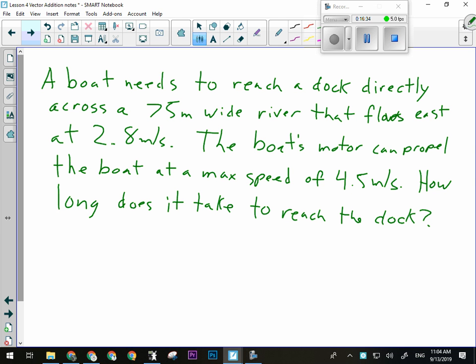It's going directly across the river, let's say north. So, crossing from north to south.